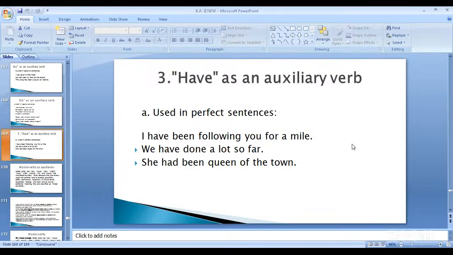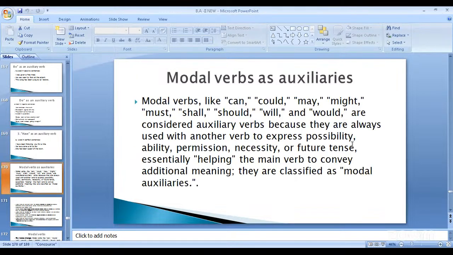Have as an auxiliary verb. I have been following you for a mile, where this is used in perfect sentences. We have done a lot so far. She had been queen of the town. Right. Now, next we move on to the modal auxiliary verbs.